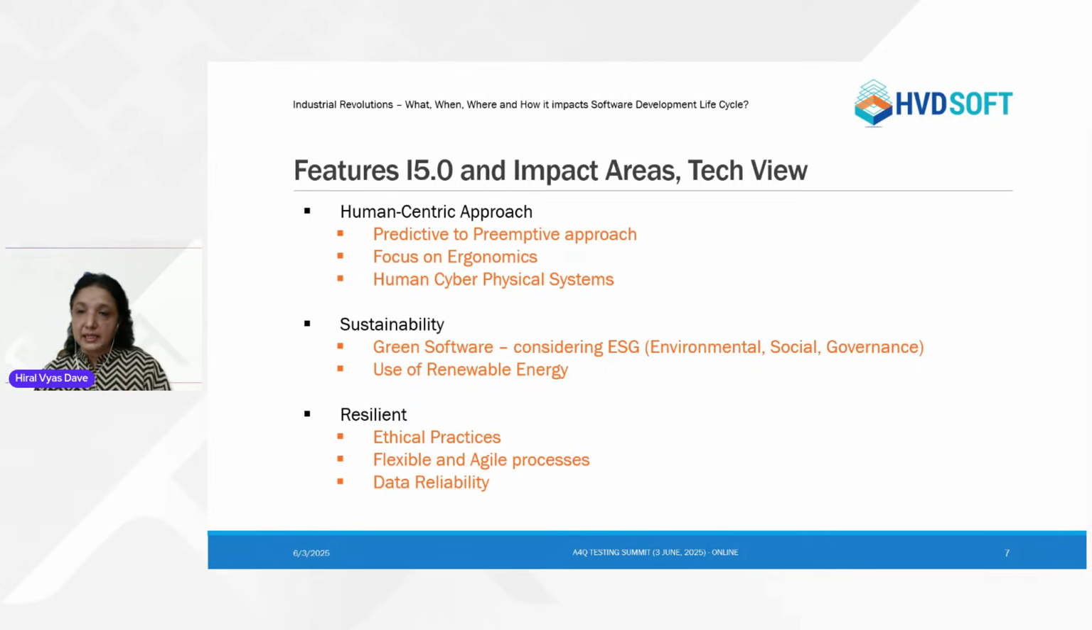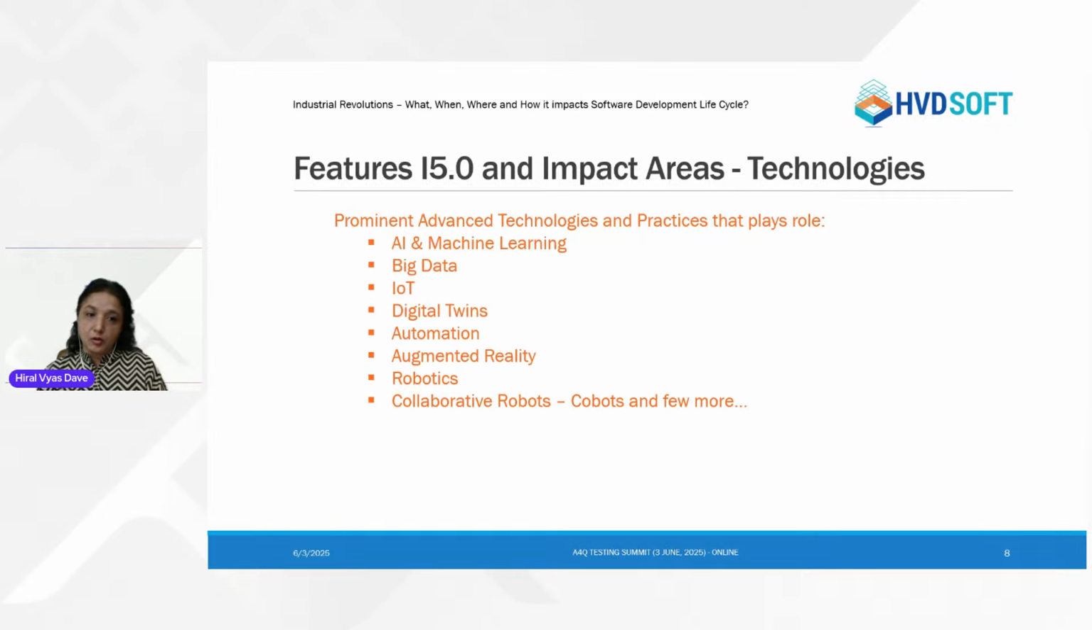When we say resilience, ethical practices for security, safety, flexibility, data integrity, all this would be part of the resilience section, or a core value of Industry 5.0. So then, what are the technologies which will be very important for us?